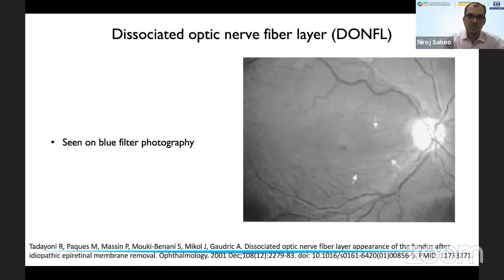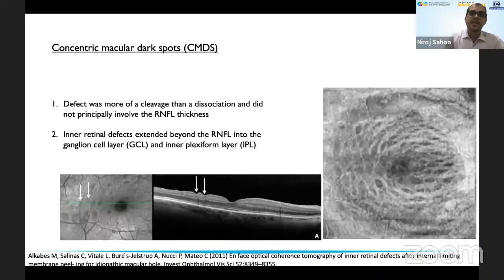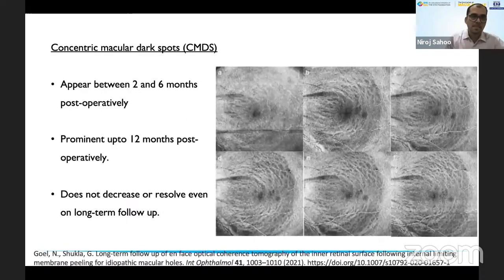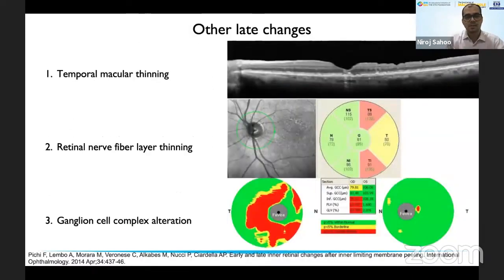The dissociated optic nerve fiber layer appearance was initially described by Tadayoni's group in 2001, but it was only described using blue filter photography after ERM removal. Later the terminology was changed to CMDS or concentric macular dark spots, because these were not actually dissociation, but cleavage lines, and they extended beyond the RNFL into the GCL or IPL, as you can see from these OCT and en face OCT images. They appear between 2 to 6 months, but they do not decrease or resolve even with long-term follow-up.